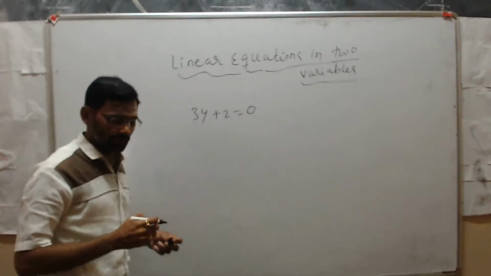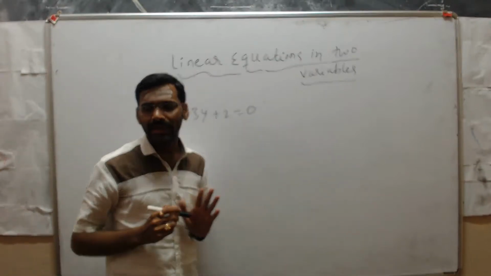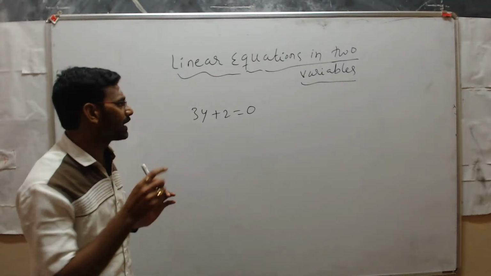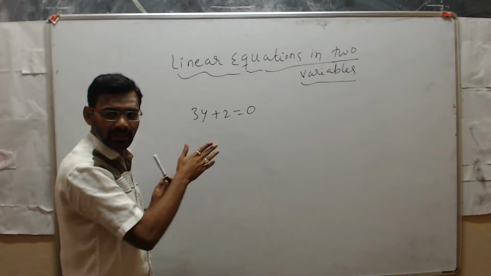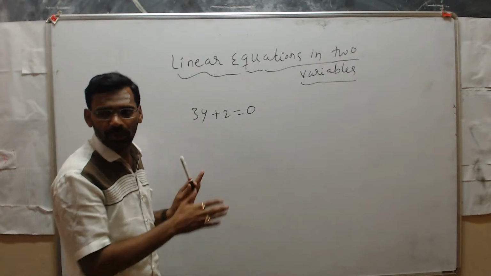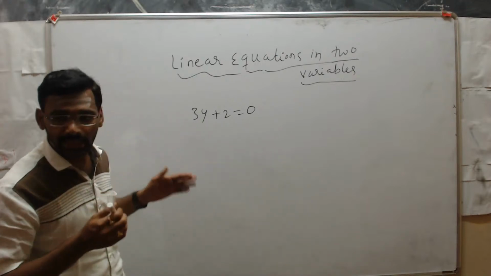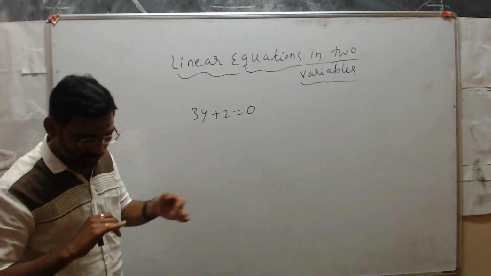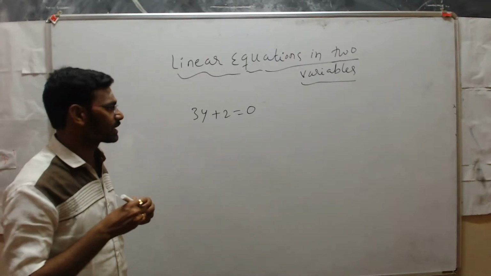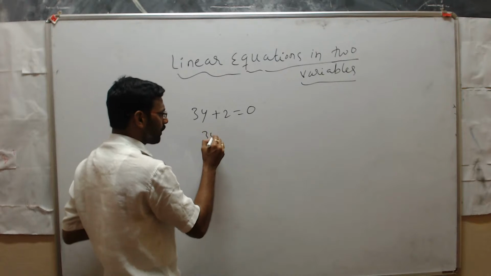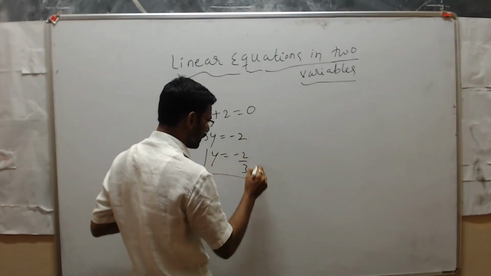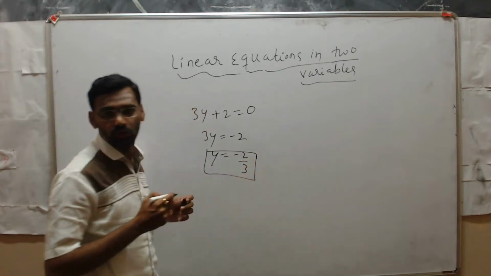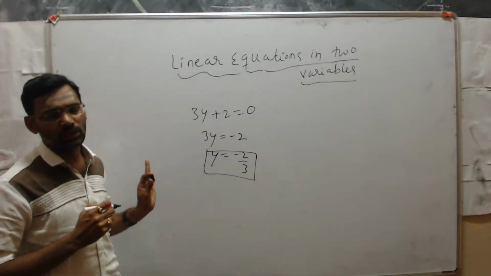3y plus 2 is equal to 3. It is also a linear equation in how many variables? Only one variable. The variable here is y. Degree is 1 and variable is 1, so it is an example of a linear equation in one variable. A linear equation in one variable has how many solutions? A unique solution. How can we find the solution? 3y is equal to minus 2. Therefore y is equal to minus 2 by 3. Only one solution.